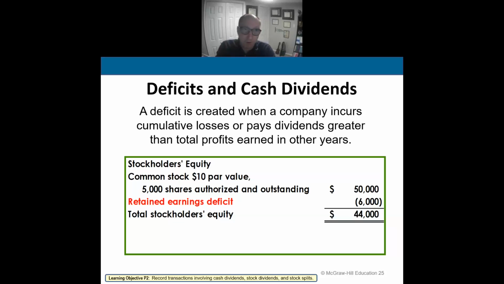Oh, this part's always painful. Sometimes a deficit. Deficits are bad. A deficit in cash dividends. Deficits happen when there's cumulative losses.